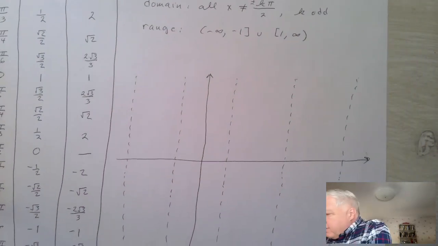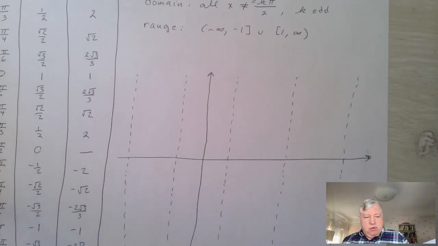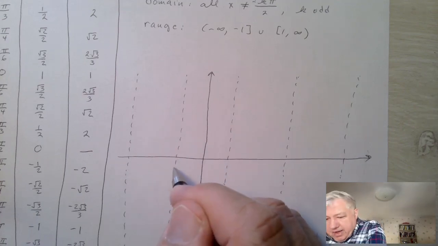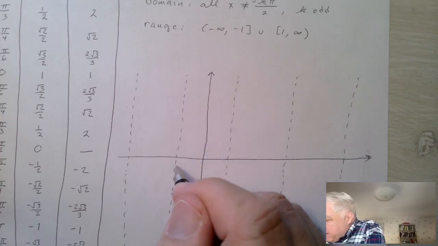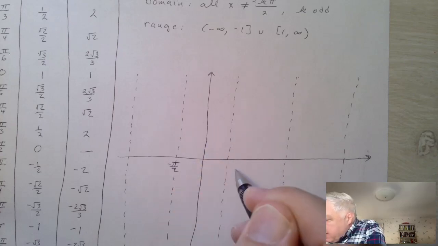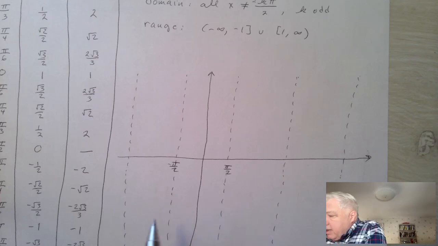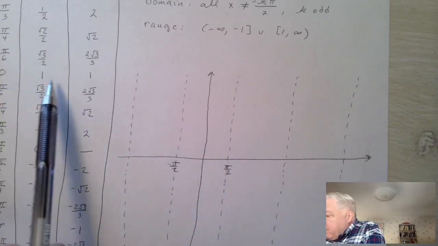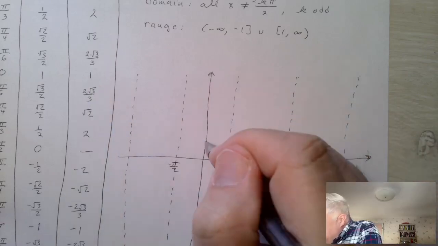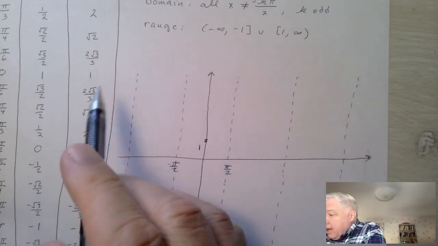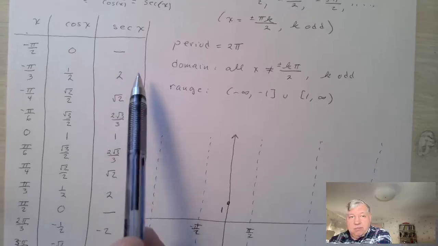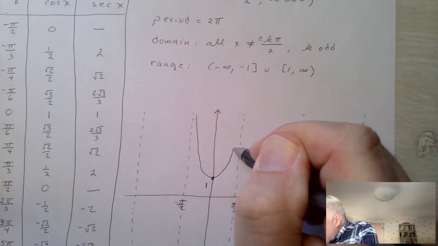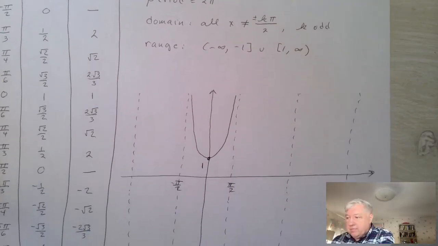So what does this graph look like then? Well, if we plot these points, let's first label the asymptotes. Here's negative pi over 2 and pi over 2. And we saw at 0, of course, the value is 1. And all the other values are bigger than 1. And in fact, the graph will look like this, a U-shaped graph like that.